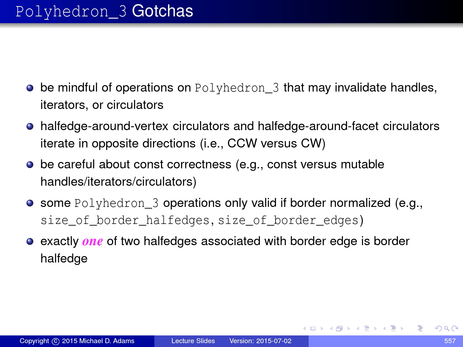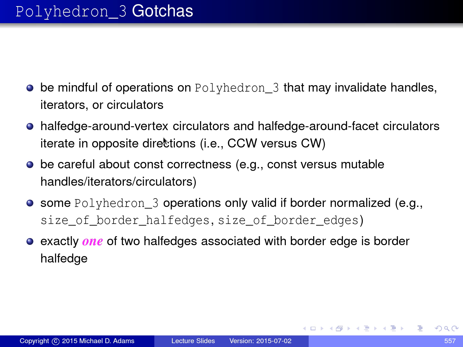Lastly, on this slide, I've listed some common pitfalls to be careful to avoid when using the polyhedron 3 class. The first is to be careful about operations on the polyhedron 3 class that may invalidate handles, iterators, or circulators. You have a similar sort of issue, for example, when you use the vector class from the standard library. If, for example, you call the push_back member function of the vector class, it has the potential to invalidate iterators, pointers, and references to data inside the vector. You have similar sorts of issues with the polyhedron 3 class, so be careful about these issues.